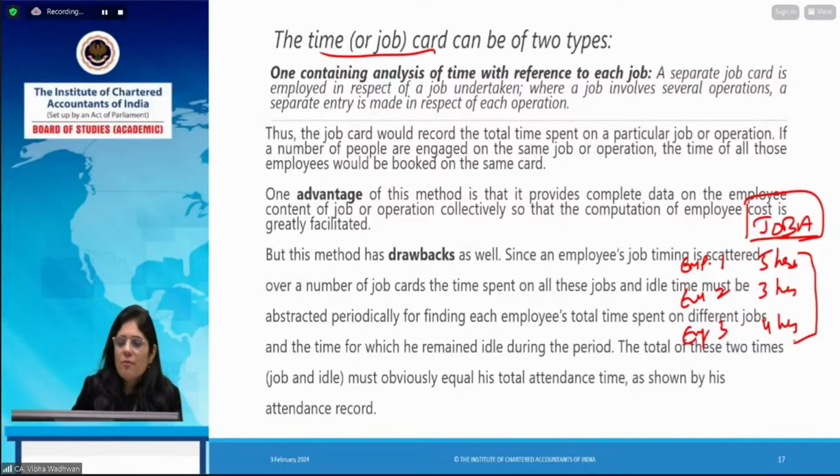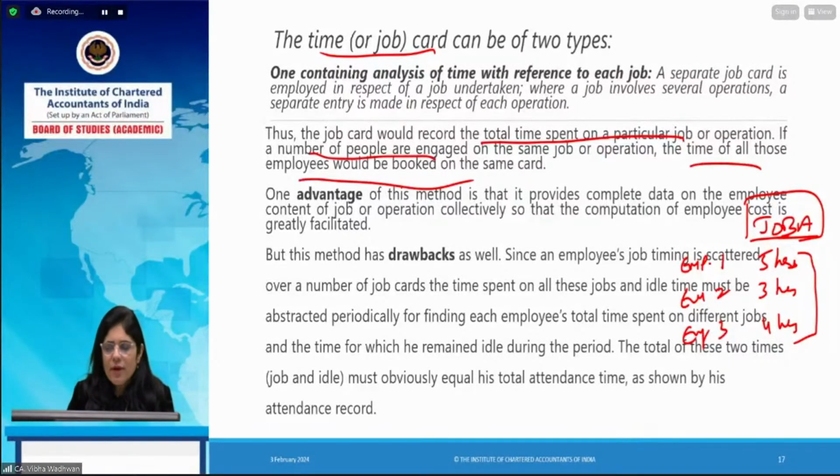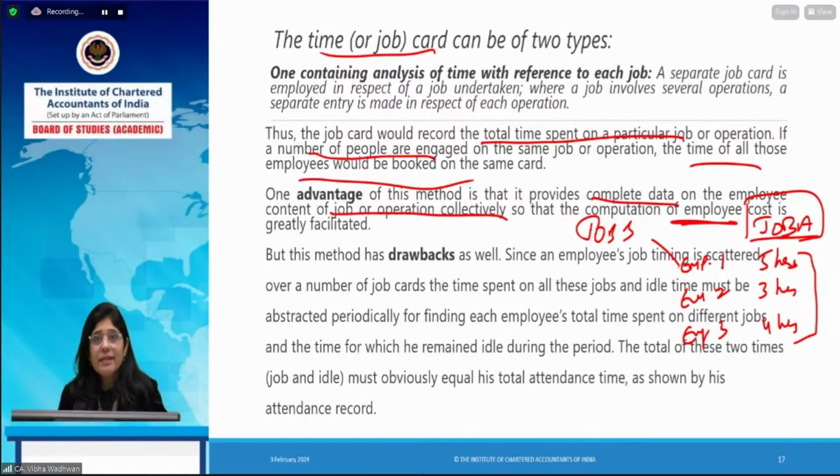Okay, so the job card will record the total time spent on a particular job and the number of people engaged. So the time of all those employees will be booked. One advantage is that it gets complete data on the content of the job, so that computation of job cost is facilitated. Now, the drawbacks: an employee's job timing is scattered, since this employee is working on job B also. So now how to calculate the time of the employee to pay him salary? Because he's working on different jobs.